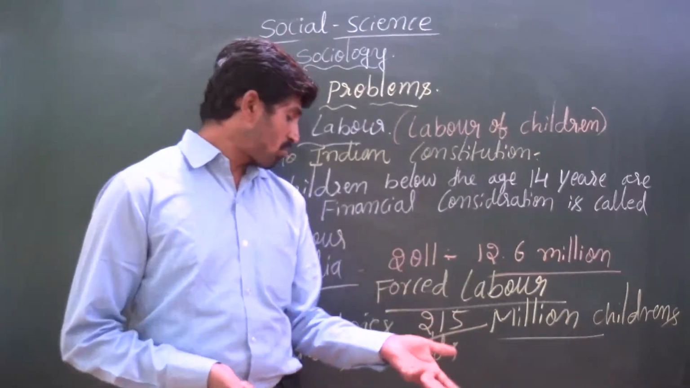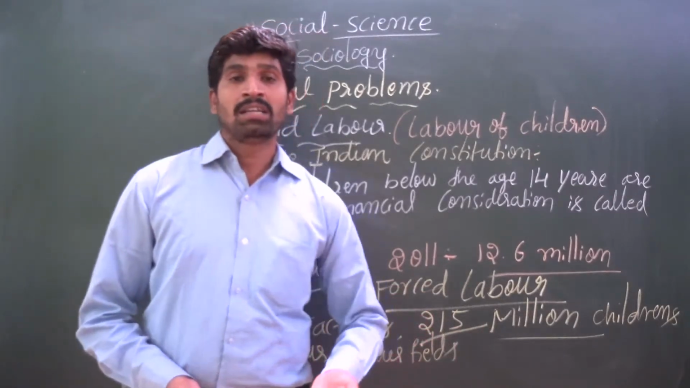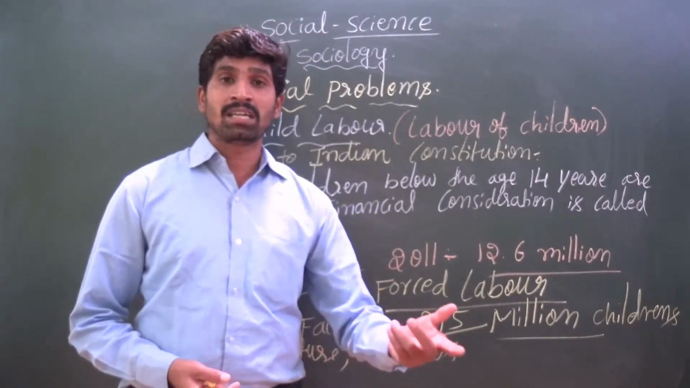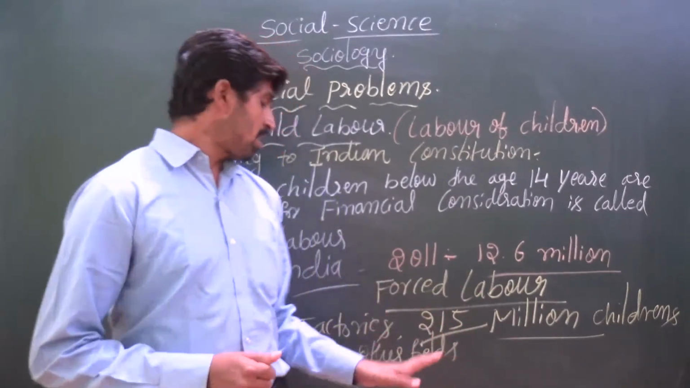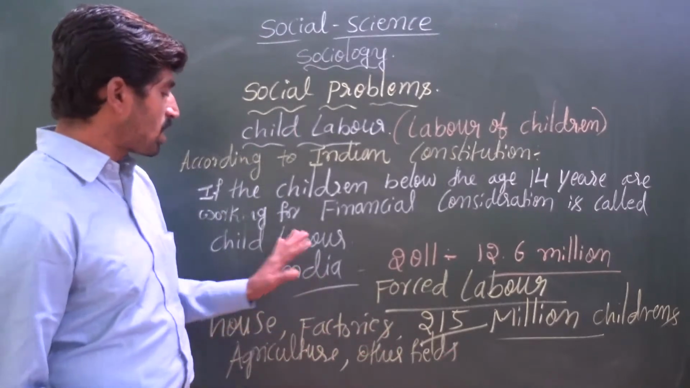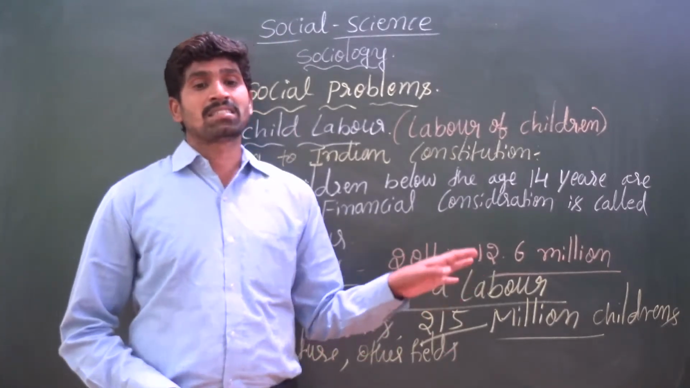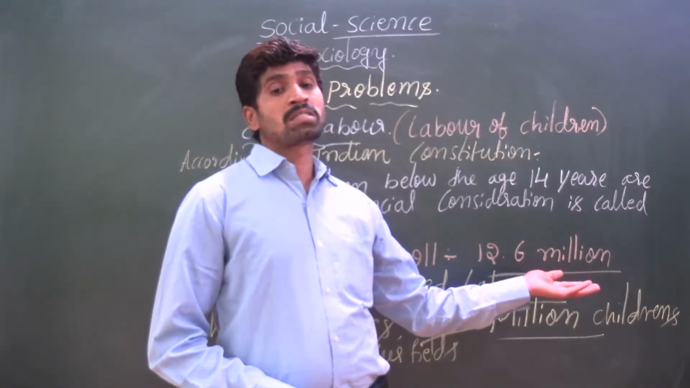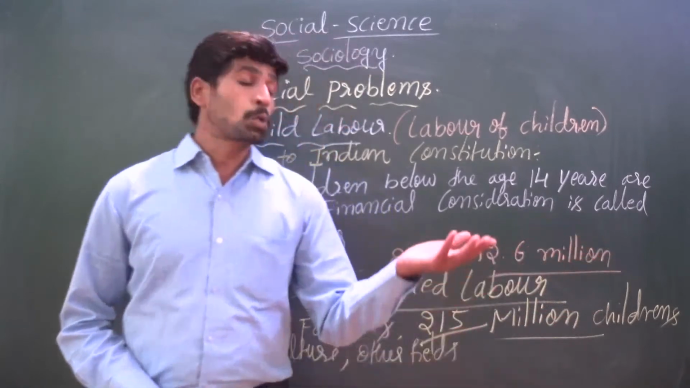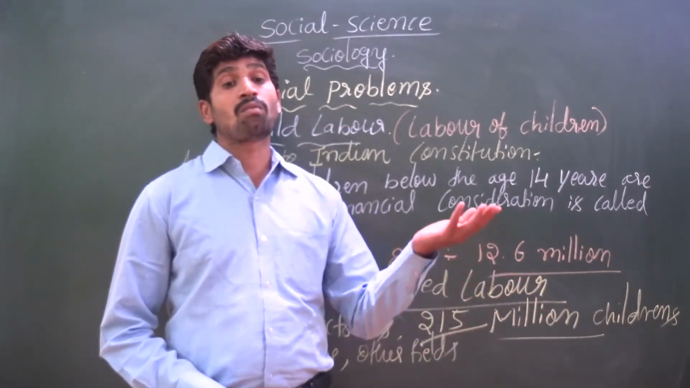Children also work in agricultural fields, in seeding and harvesting, and in other areas. So those children are working in different fields. Just as 12.6 million children are under forced labor in India, similarly 215 million children are in forced labor worldwide.